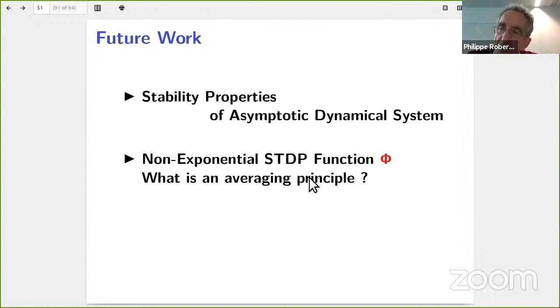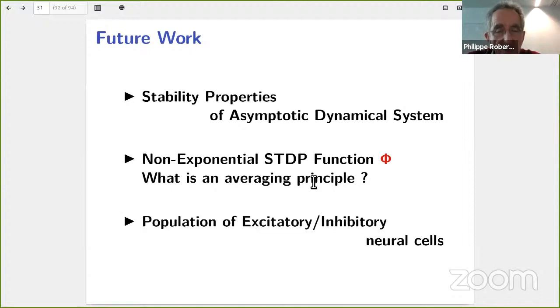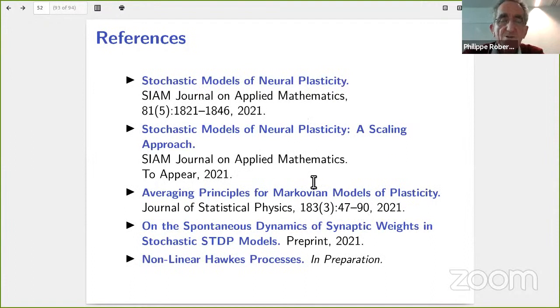But in this case, we are living in some way the Markovian setting, and so averaging principle is a much more difficult problem to formulate, even in this case when you don't have some nice Markovian properties. And last but not least, and this is what we're currently doing with Gaëtan, is just by considering population of excitatory and inhibitory neural cells. And in fact, this is related to problem of related to Hawkes processes. Okay, and we did some papers, as you can see, just to present the models and the proof of the result. And that's all.